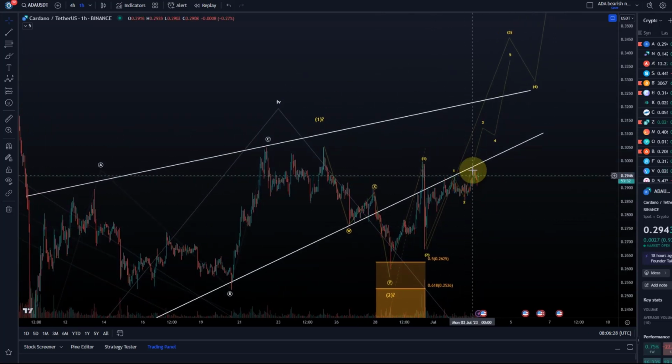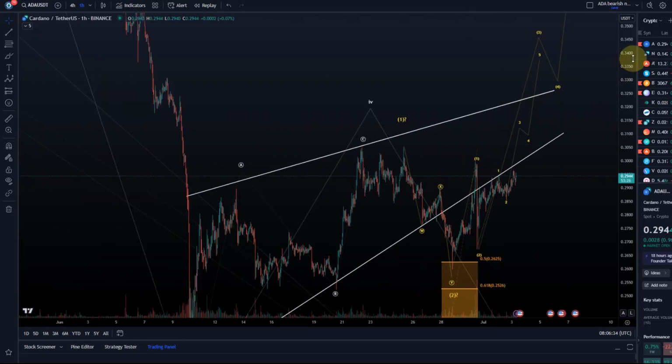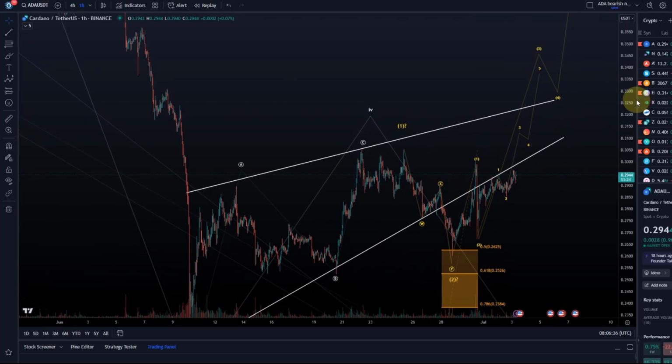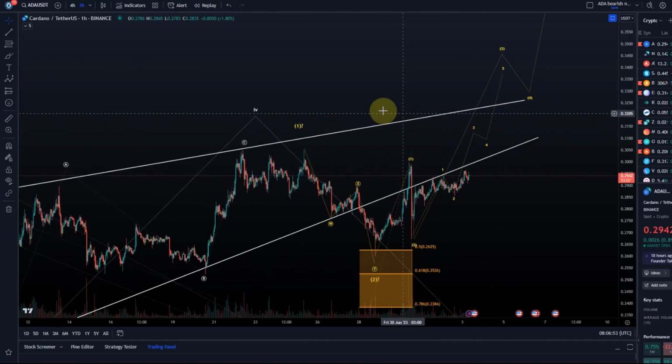But if price can move higher and break above 30.5 cents, then the yellow count has a bigger chance. Probabilities for the yellow wave count increase, and we can take action on this count with some more confidence. I've highlighted it at the moment as potential. I'm tracking it and we can see how well it adheres to it. But if there are many deviations from the yellow wave count, then again, that's another sign that it cannot really be trusted.